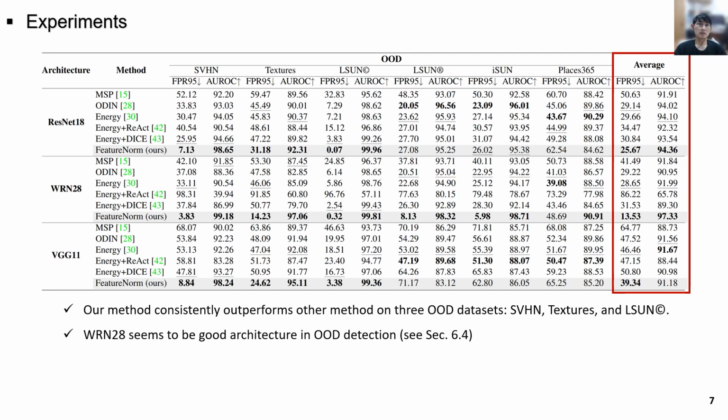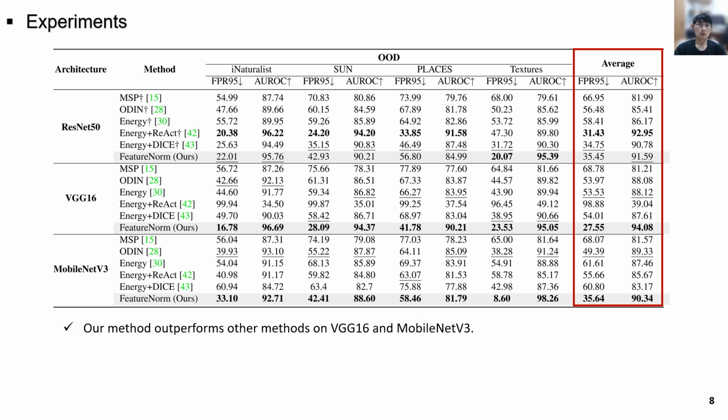Next, we present the advantage of our OOD detection framework across different network architectures. We evaluate our method on the CIFAR benchmark, which is a commonly used OOD detection benchmark. We show that our approach outperforms other existing post-hoc OOD detection methods. Moreover, we discovered that the wide ResNet architecture shows excellent capability in OOD detection, as detailed in section 6.4 of our paper. Additionally, we show that our framework works well in the ImageNet benchmark as well.